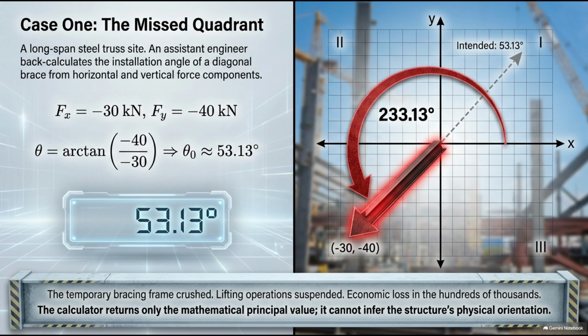The range of the inverse tangent function is strictly confined to the first and fourth quadrants, but when both horizontal and vertical force components are negative, the actual force vector lies in the third quadrant. Finding the true installation angle requires adding 180 degrees to the principal value, giving an angle of over 233 degrees. A calculator only provides the mathematical principal value. It cannot infer the actual geometric orientation of the structure.